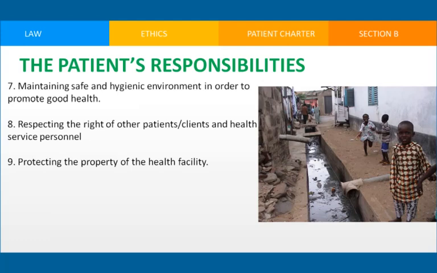Number 8 is the patient's responsibility to respect the rights of other patients and clients and healthcare personnel. There are patients that don't respect anybody when they come to the hospital or the pharmacy. They don't even respect the pharmacist or the MCA. They will call the MCA names. It's not to their advantage. All right. So it's the patient's responsibility to respect other people, including the healthcare personnel.